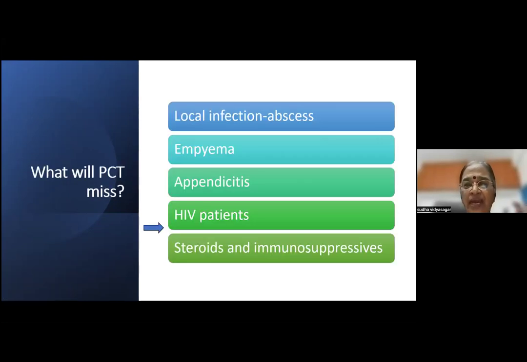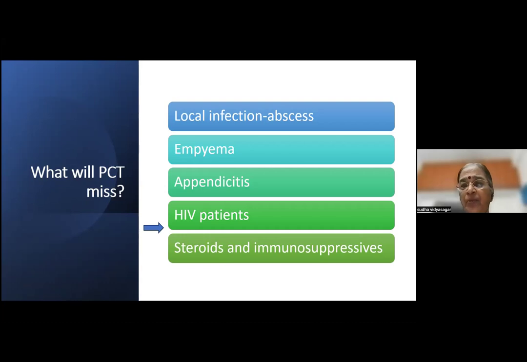Now that brings us to the question: what does procalcitonin miss? What are the things that procalcitonin can miss, even in the presence of infection? If you have a local infection like an abscess, procal will be normal. So you cannot go with the procalcitonin for a local infection. Even in an empyema, which is a walled-off abscess, procal can be normal. Appendicitis, which is again a local infection, procal can be normal. And of course, if you have a bad host, for example somebody with HIV, or somebody on steroids or immunosuppressive agents, in all these people also procal can be normal.